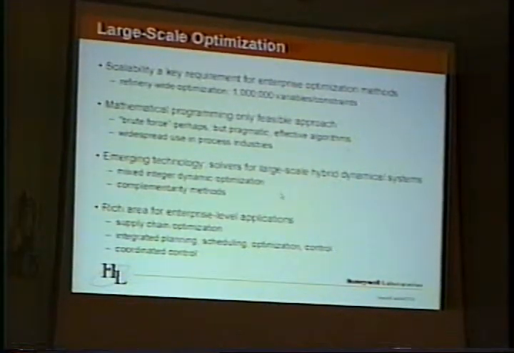As you might expect, scalability is really key for enterprise optimization methods. Even now, when people talk about doing optimization at the refinery-wide level, the models that they come up with have something like 1 million variables and constraints, so 1 million equations. This seems impossible to do, but in fact, we have techniques that can address problems at this scale, and these techniques are mathematical programming techniques.